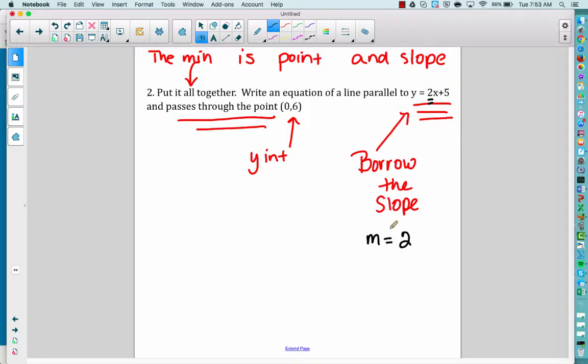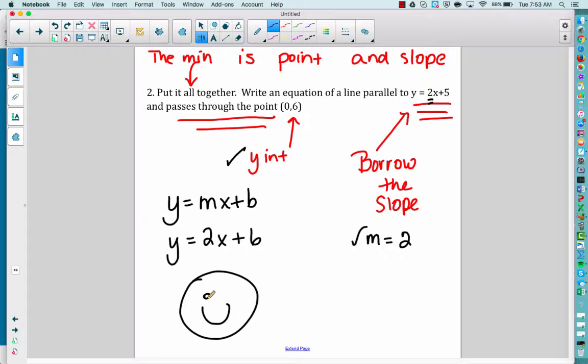Now I have a slope, and I actually have the y-intercept. So to write an equation of a line, I'm going to use slope-intercept form, which is y equals mx plus b. I'm going to plug those values in. So y equals 2x plus 6.